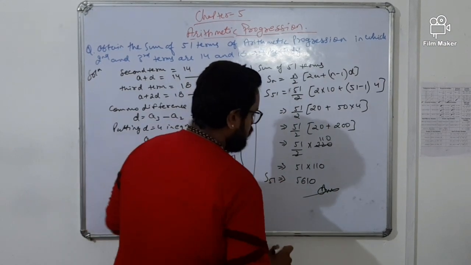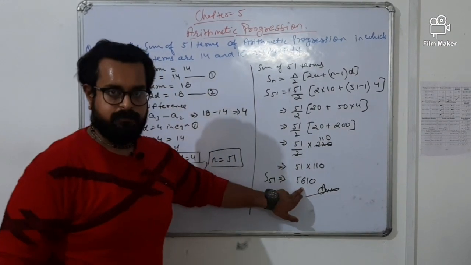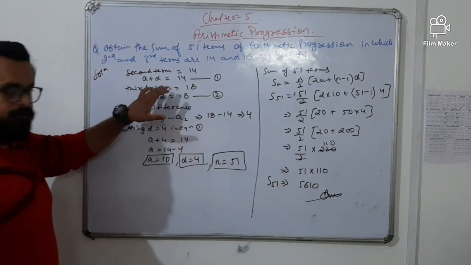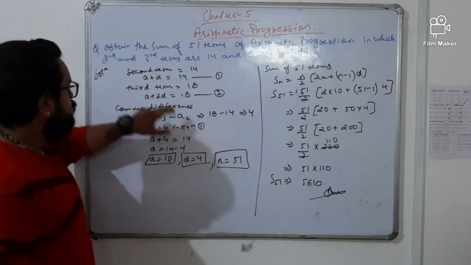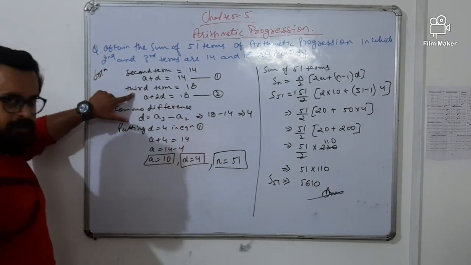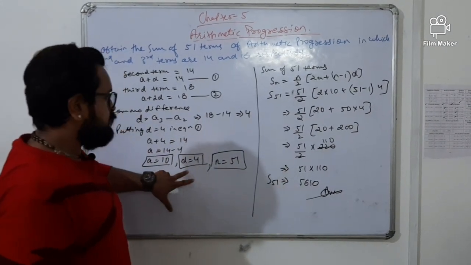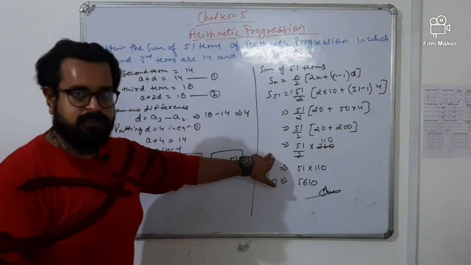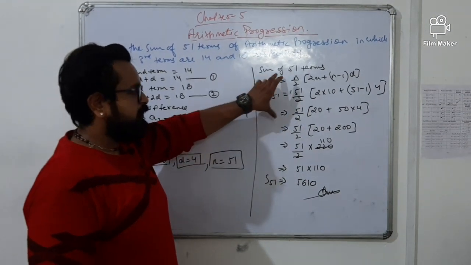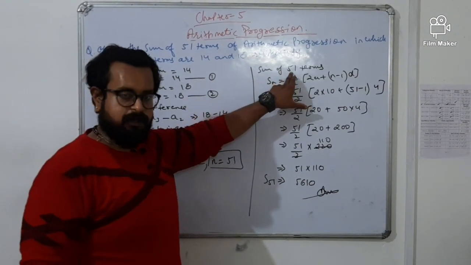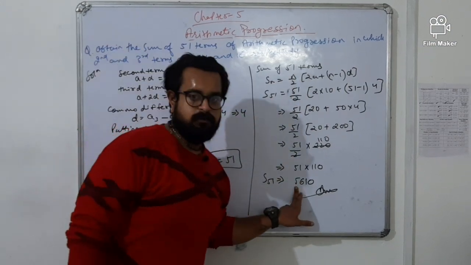So this is the sum of 51 terms. It means first we find the values of a and d with the help of the second term and third term which are given in the question, and from these values we solve the further part of the question, that is we find the value of the sum of 51 terms.